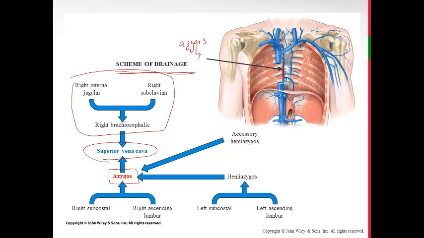Azygos. Now we also have accessory hemiazygos. Those are the one on the top here, draining the left upper portion of the body, and you have the hemiazygos that drains from the lower half. Okay, and those drain the blood back into the azygos, and the azygos drains into the superior vena cava. Okay, so very important. We haven't seen this word before.